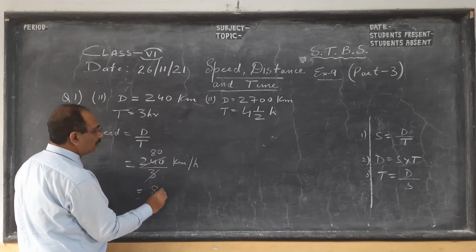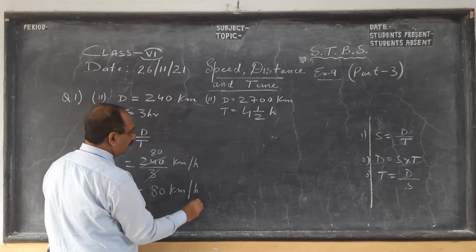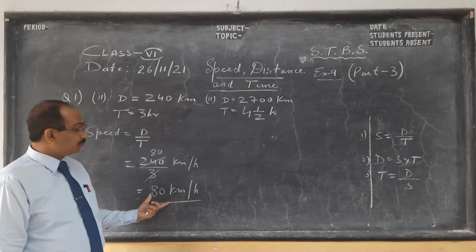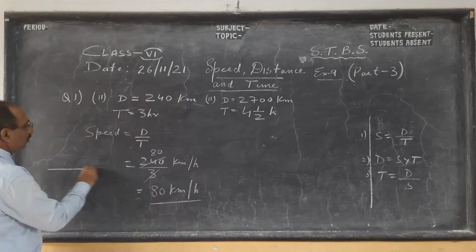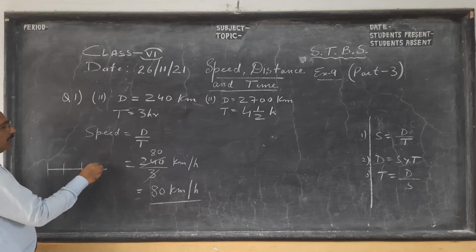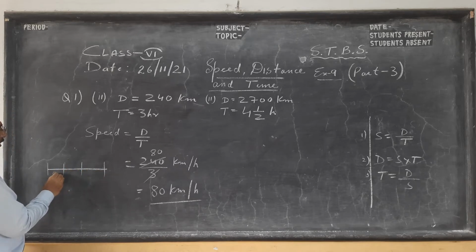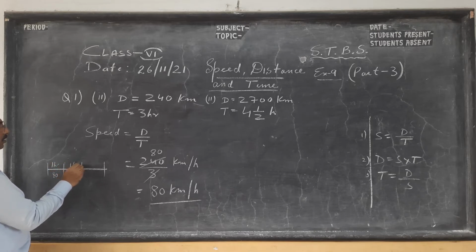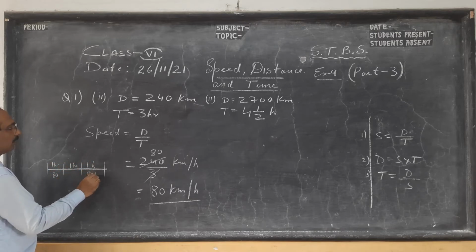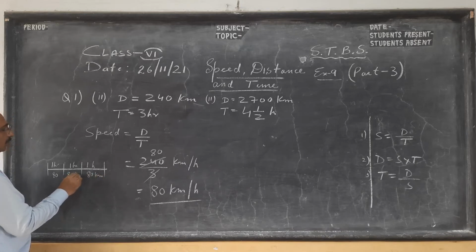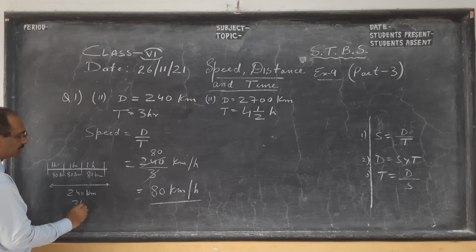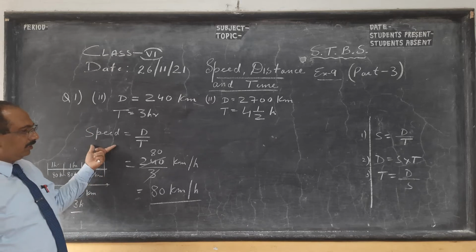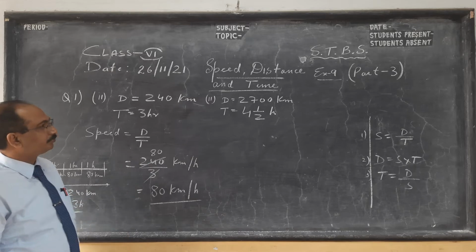So in 1 hour, that particular vehicle, a human being cannot go with this speed. So it goes 80 kilometer in 1 hour. So in 3 hours it goes 240 kilometers. So you can draw a diagram: 80 kilometer, 80 kilometer, 80 kilometer, in 1 hour, 1 hour and 1 hour. So in 3 hours, that vehicle goes 240 kilometer. Okay, so speed is distance by time.